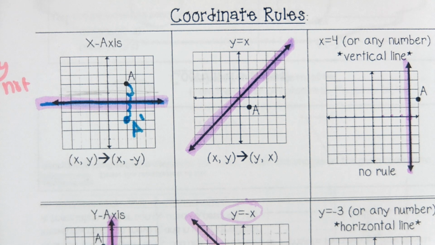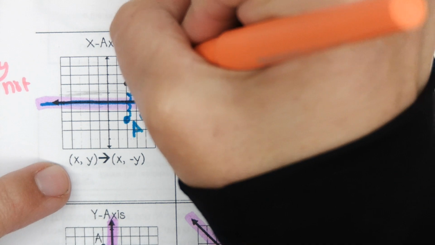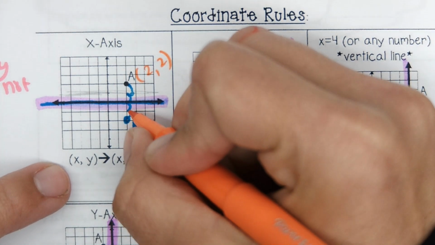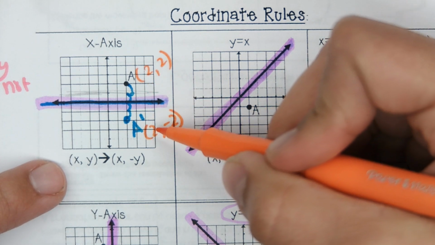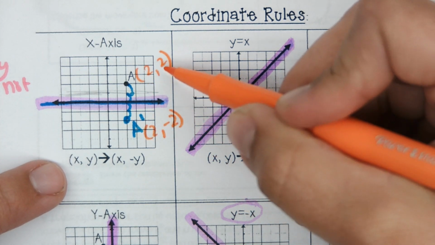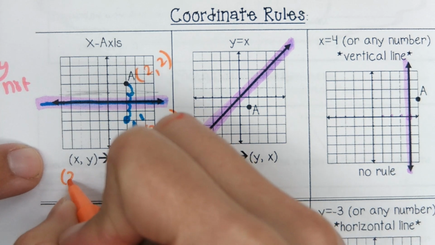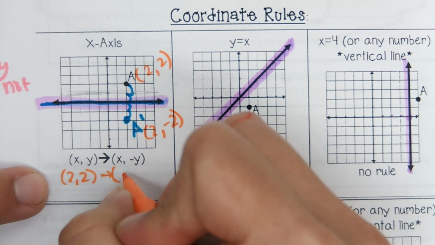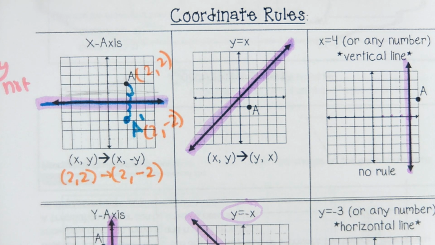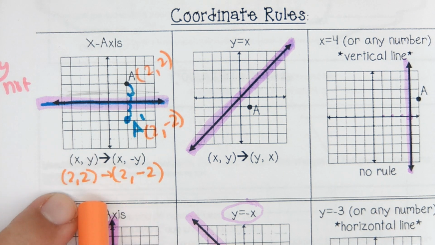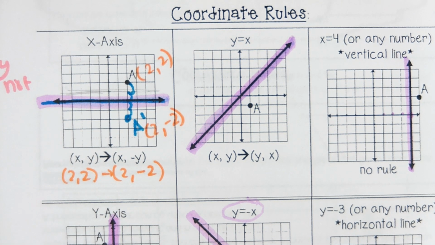Okay, so another thing we're going to look at is what happens to the coordinates. So for A, the original, it is at 2, 2. And then A prime is at 2, negative 2. So the x is staying the same, and then the y is changing sign like this. So we have 2, 2. X stays the same, the y changes sign. So depending on the reflection, there's a rule like this where you could just use the coordinates to figure it out. I also have this chart up here for your reference as well.